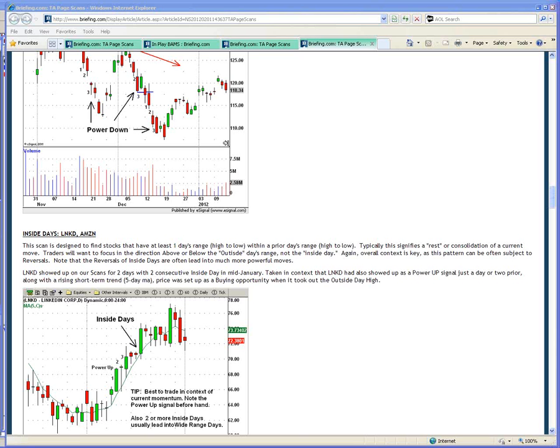Again, the cutoff for the scan is $10, and I also like to keep a focus on stocks that are trading above 500,000 shares. I also like to have an ATR, average true range, of at least 1, sometimes higher, and I try to narrow the scans down to just 20 per scan. If it's more than 20, then I'm going to start messing around with those numbers.